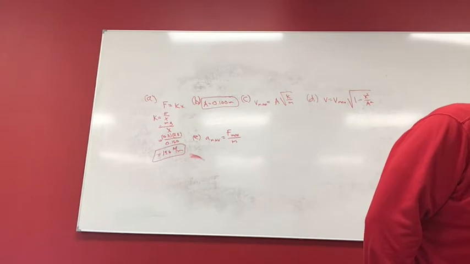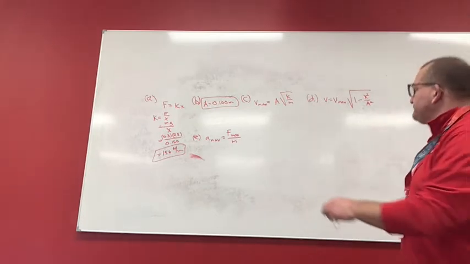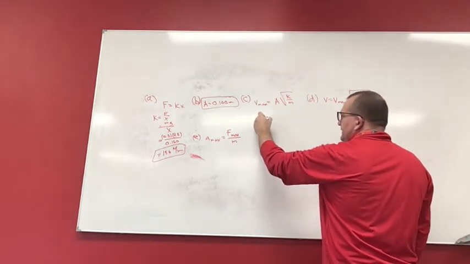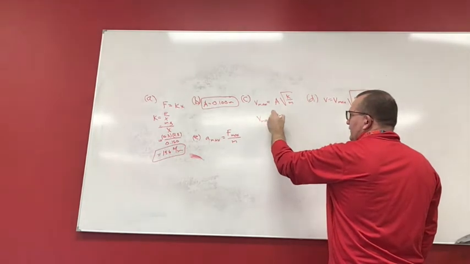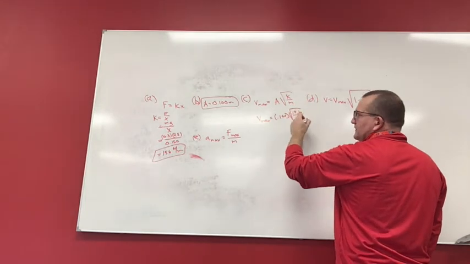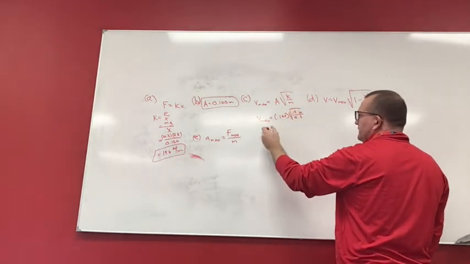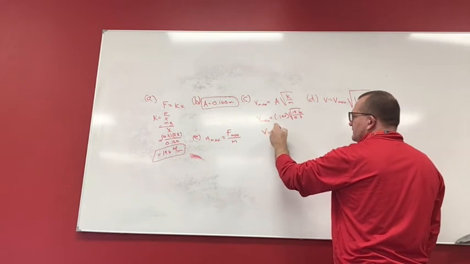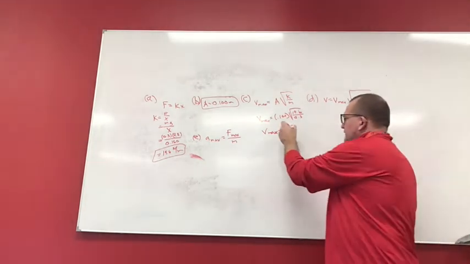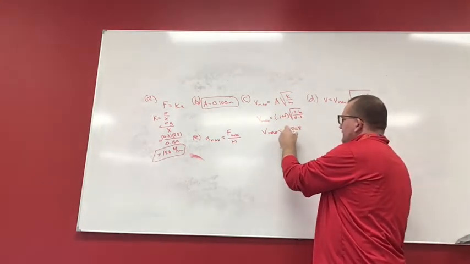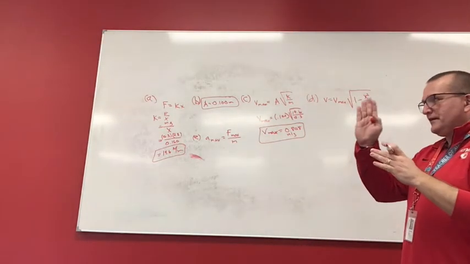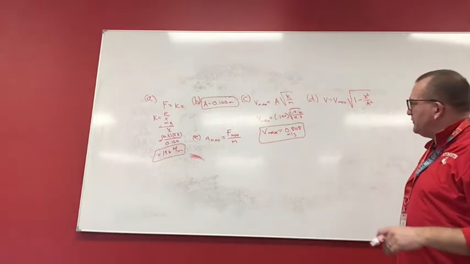C then says the magnitude of the max velocity. V max is A times the square root of k over m. So I'm going to substitute in, and then you can solve. Our amplitude is 0.100 times the square root of k, which is 19.6, divided by our mass, which is 0.3. So V max in this case is 0.808 meters per second. So that's the speed it's going to have when it's going its fastest, right? When it's right at the equilibrium point.